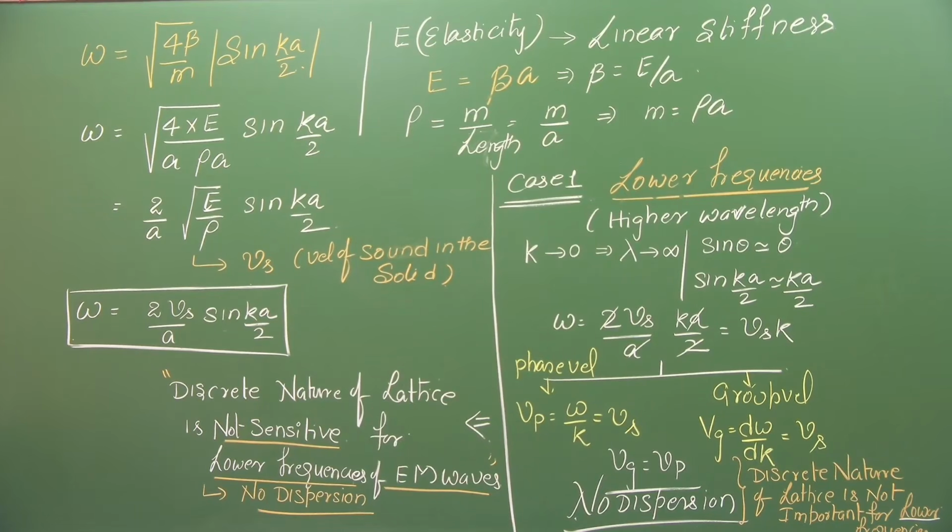So the final conclusion is we have taken a discrete structure, only a monoatomic lattice, that indicates the discrete nature. Unfortunately, our lattice is not responding, that means it is not sensitive for the lower frequencies. Tomorrow we will understand why we are studying these lattice vibrations and what is the need of that.